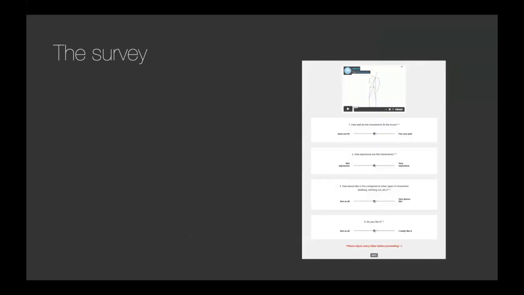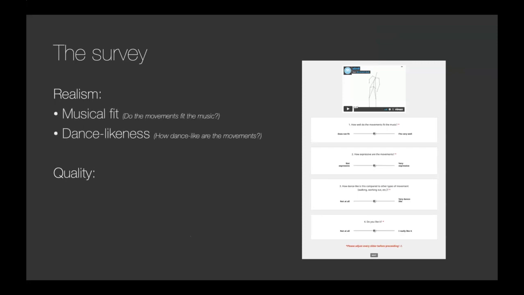Participants were asked 4 questions, 2 related to the realism of the example and 2 related to their quality. To measure realism, we ask whether the movements are dance-like and whether or not they fit together with the music. To measure quality, we ask whether the movements are expressive and whether participants like them. It's worth noting that we do not expect the AI-generated movements to score as high as the human movements. The dancers are very good, and even the most state-of-the-art movement models are yet to compare to human expressivity.